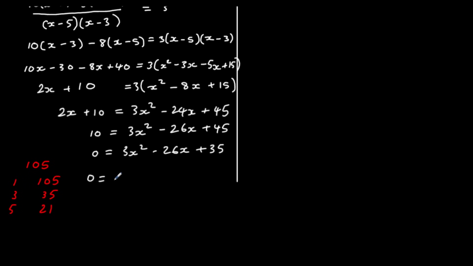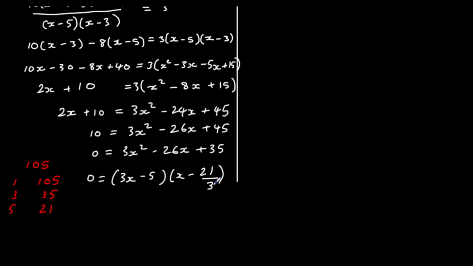So let's set it up. When we expanded the bracket, we want to get 5 and 21. But because we're multiplying a term by 3, if we divide it by 3, that will cancel out. So we want negative 5 and negative 21.